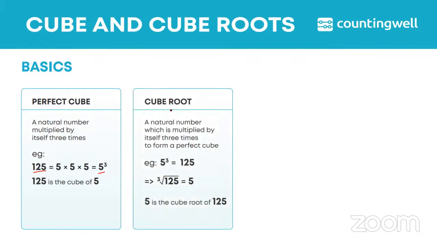Let us see what a cube root is. A cube root is nothing but a natural number which is multiplied by itself 3 times to form a perfect cube. For example, 5 cube is 125. So we write the cube root of 125 as 5. Here 5 is called the cube root of 125. Note that 125 is the cube of 5, whereas 5 is the cube root of 125.